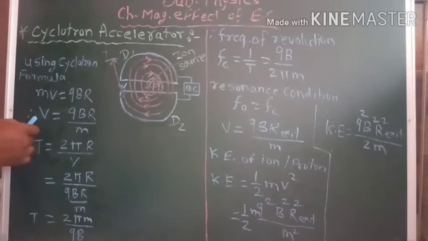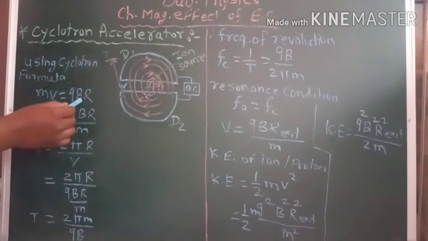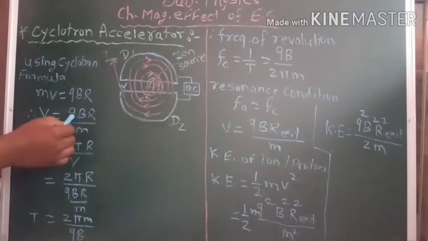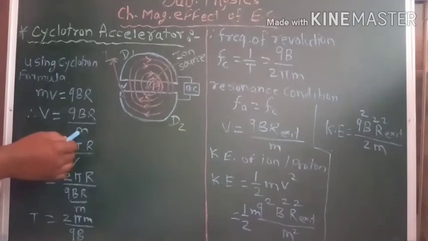Then from this equation we determine the value of v. The m goes to the other side. Here this m is multiplied with v, then it goes to the other side at the denominator. Therefore we write v is equal to bqr upon m.